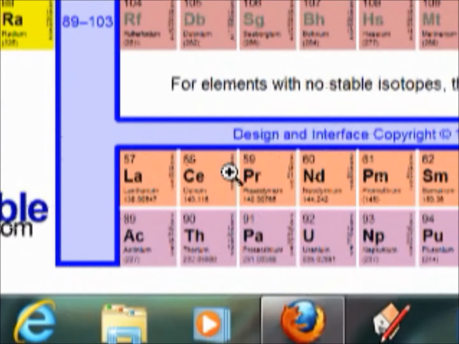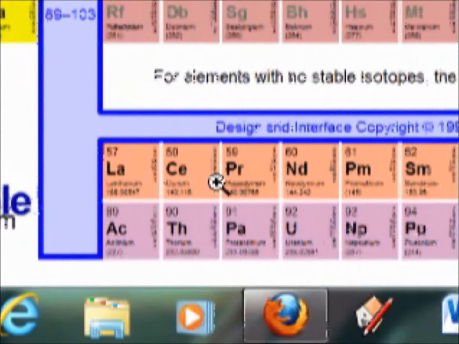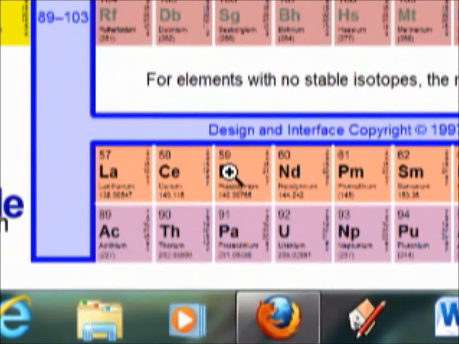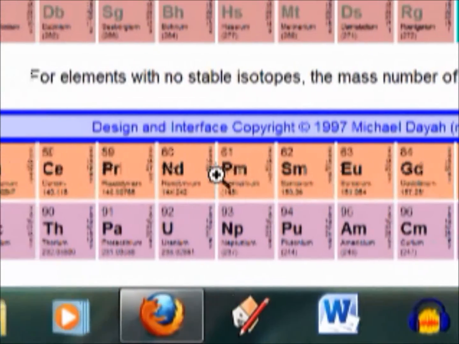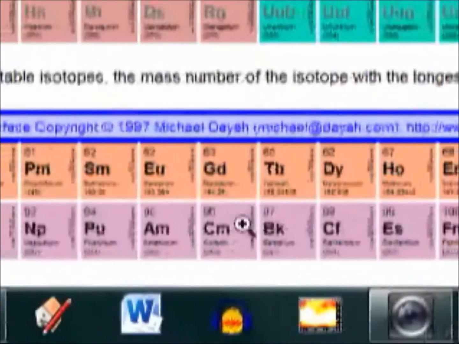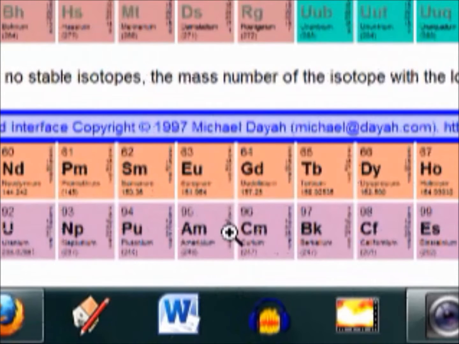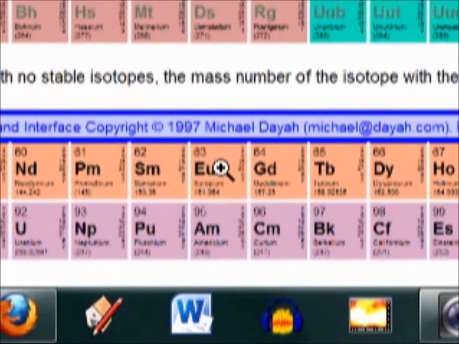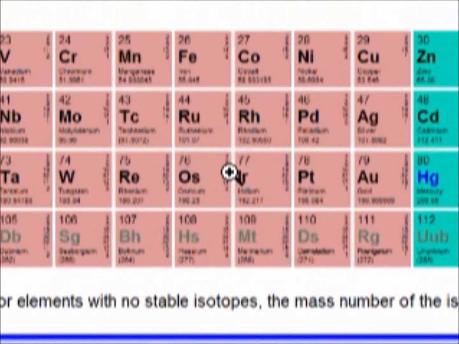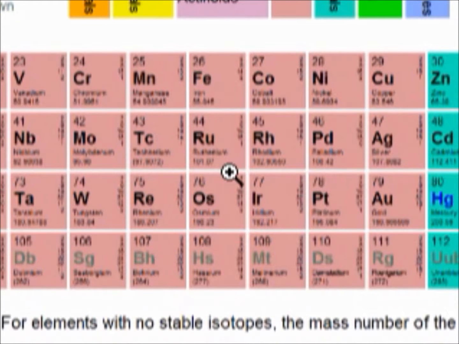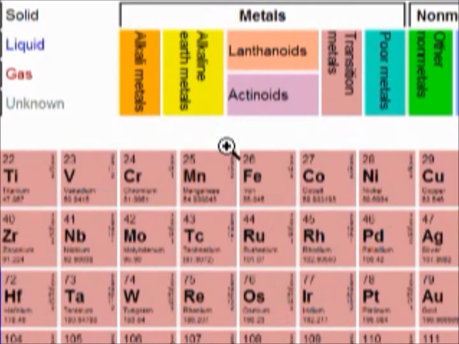So these tannish ones are the lanthanoids, and here are the actinoids, which are the purplish ones. This table gives information about chemical elements, and the elements are grouped into 8 classes according to their properties.